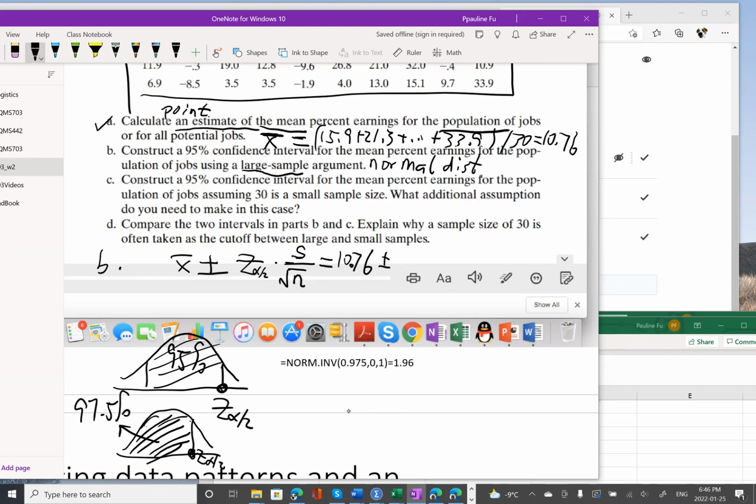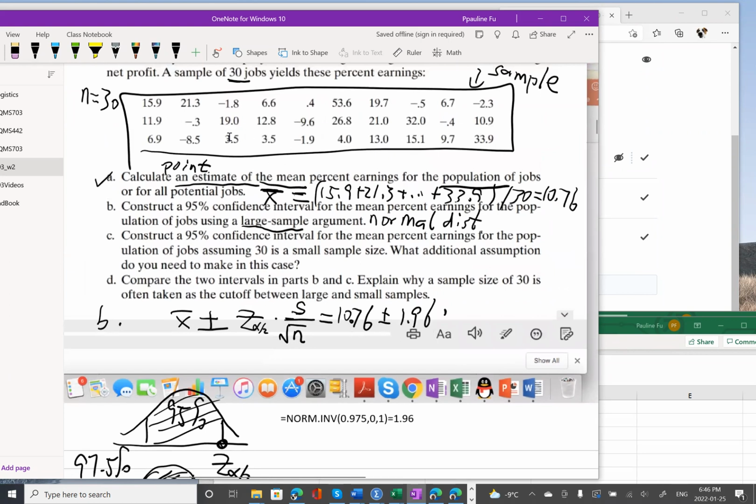Okay, so we found that the critical value is 1.96, times the standard deviation of the original data. What is the standard deviation of the original data? It is 13.71. Make sure you know how to get this number in the textbook. Make sure you know how to get standard deviation. If not, ask me separately, okay?